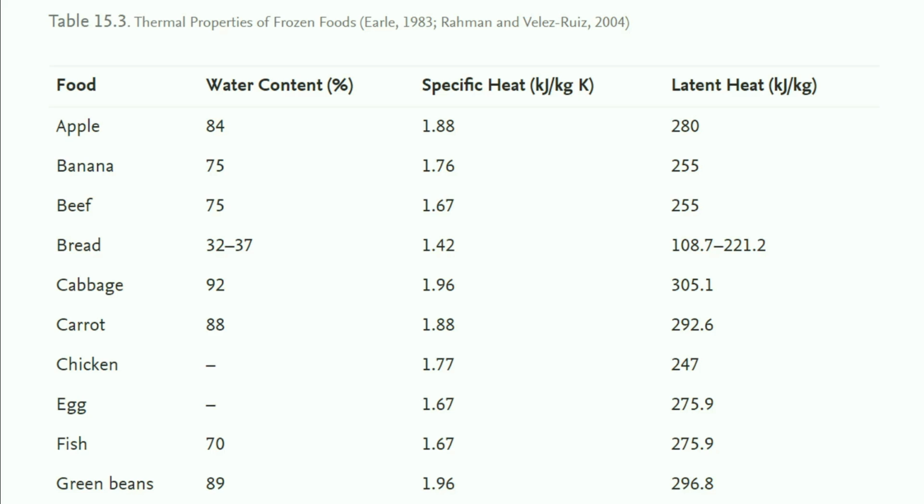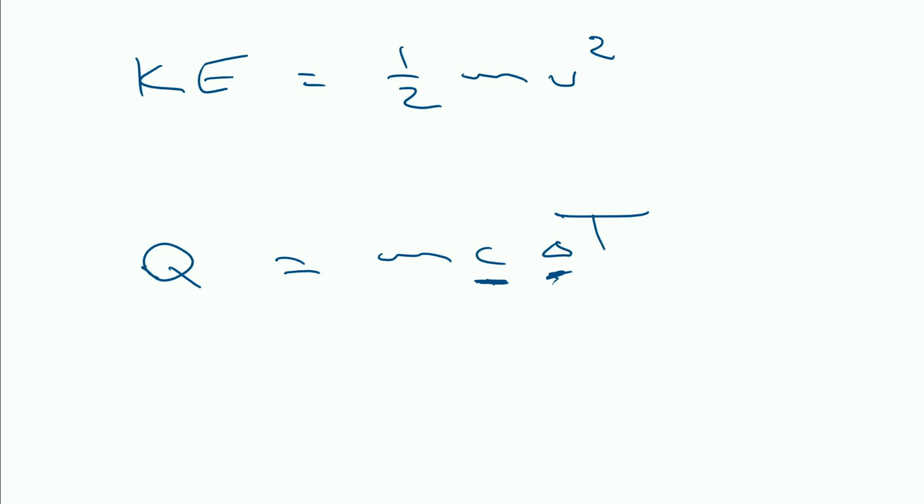If we have a look here, chicken has a specific heat capacity of 1.77. We are not going to use that 1.77 because that is in kilojoules, and the SI unit for energy is just the joule. So what we're actually going to use is 1,770. That's the number we're going to use, because we multiply by 1,000 to get into joules. Cool. So going back to our equations, we can solve this.